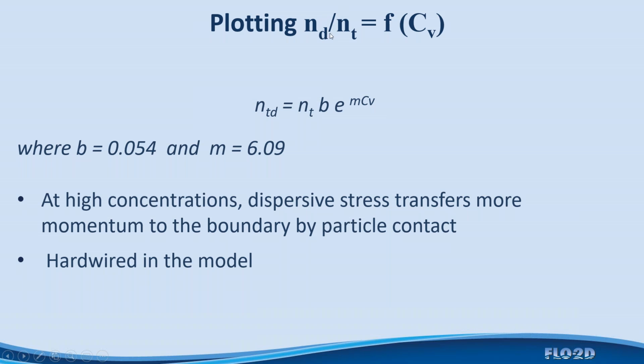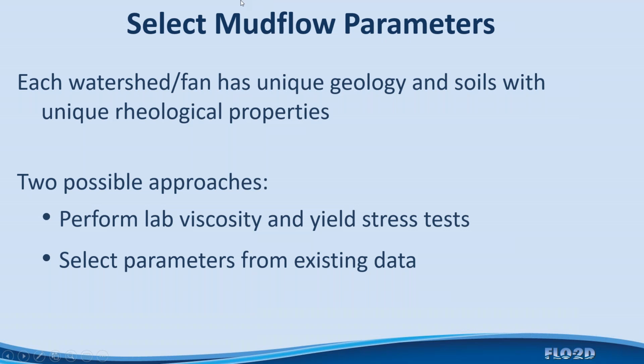So I put this turbulent dispersive relationship also into an exponential form and formulated it in such a way that I hardwired this for you. So if you put in a turbulent n value for your channel and so forth, it will create an additional resistance to flow for mud and debris flows that's related to this dispersive stress. So the dispersive stress then can transfer more momentum to the boundary by particle contact. And this is all hardwired in the flow. So you don't have to do anything other than assign a turbulent n value that you would have for natural conditions for a flow on the surface.